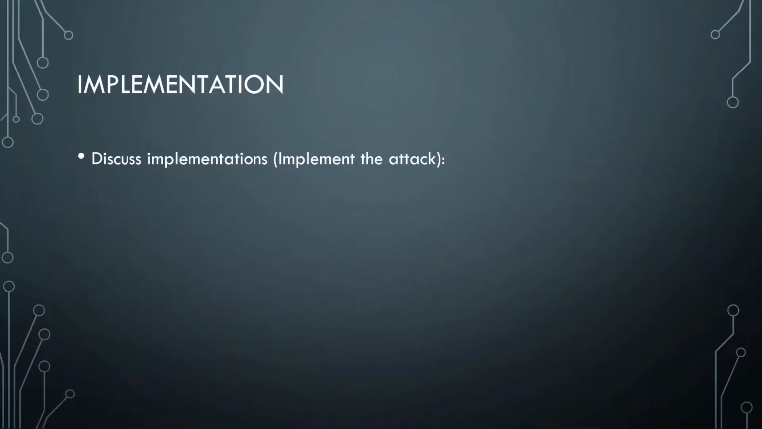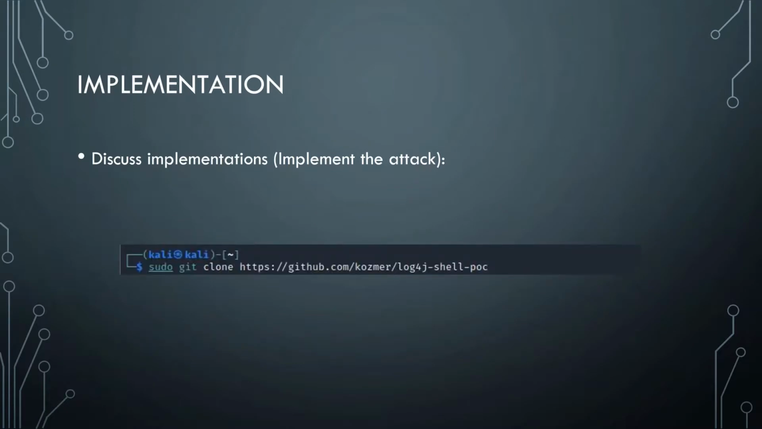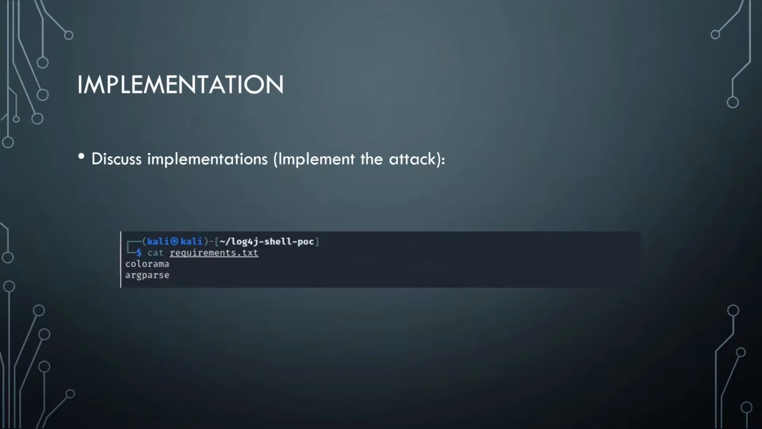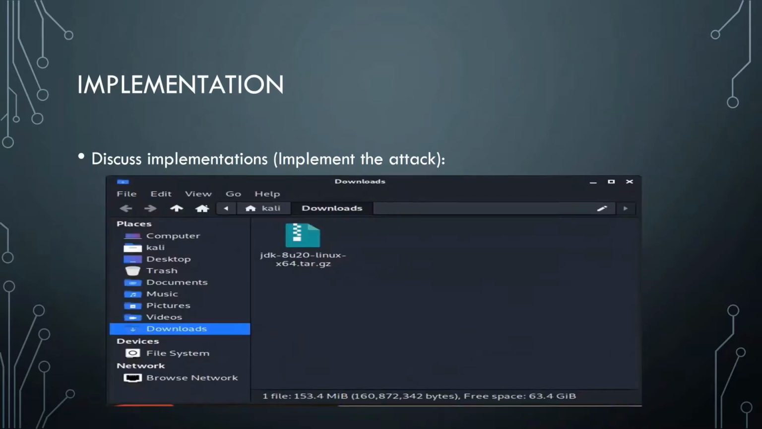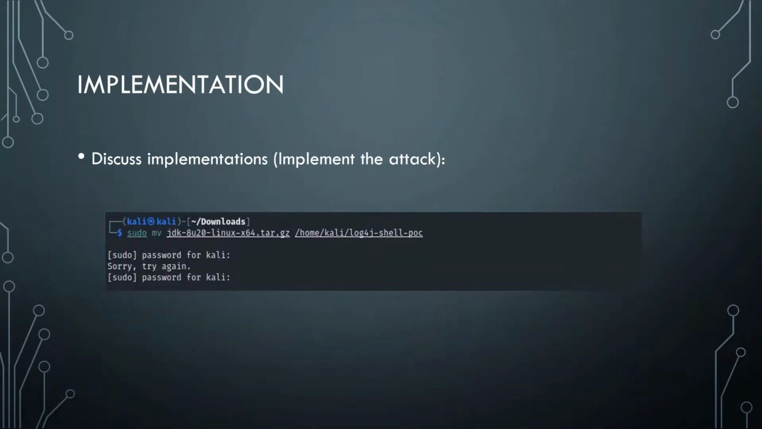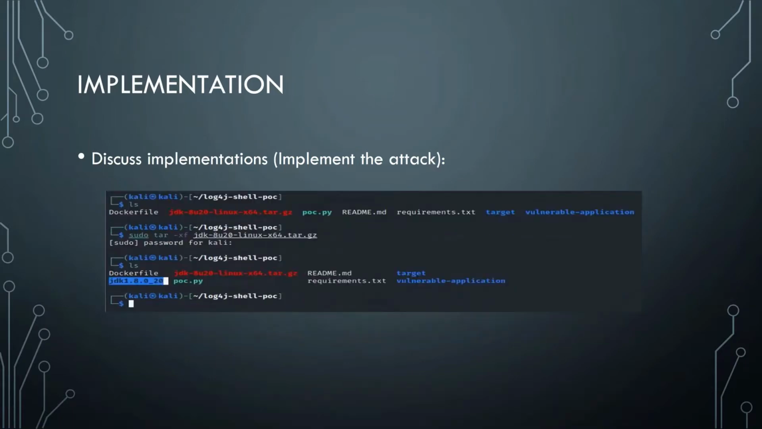Initiating the attack. First, clone the GitHub repository which contains the required script. After that, install the Colorama and Argparse packages by running the requirements.txt file. These modules will create a user-friendly terminal. Then install the JDK version that includes the Log4j vulnerability. Then move it to the proper location.